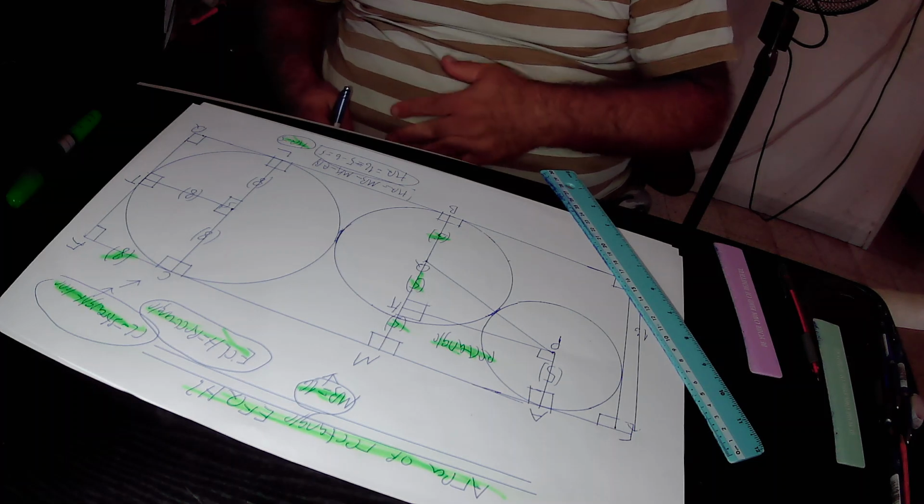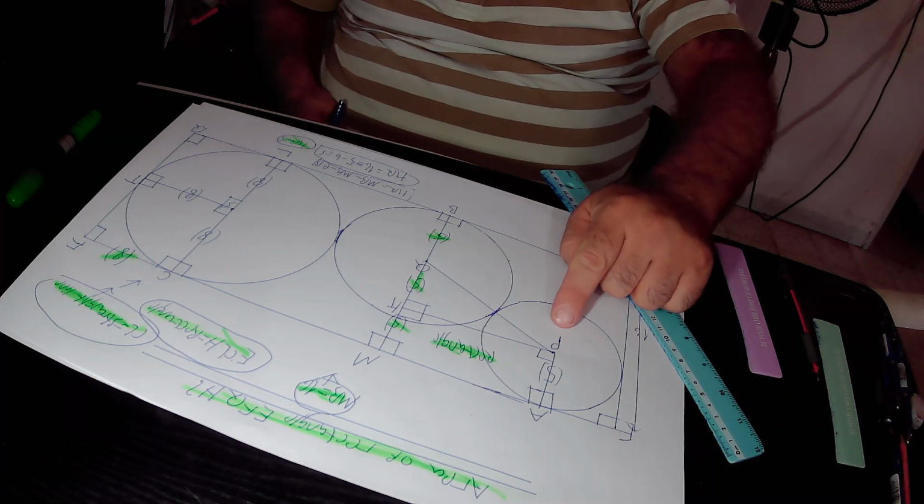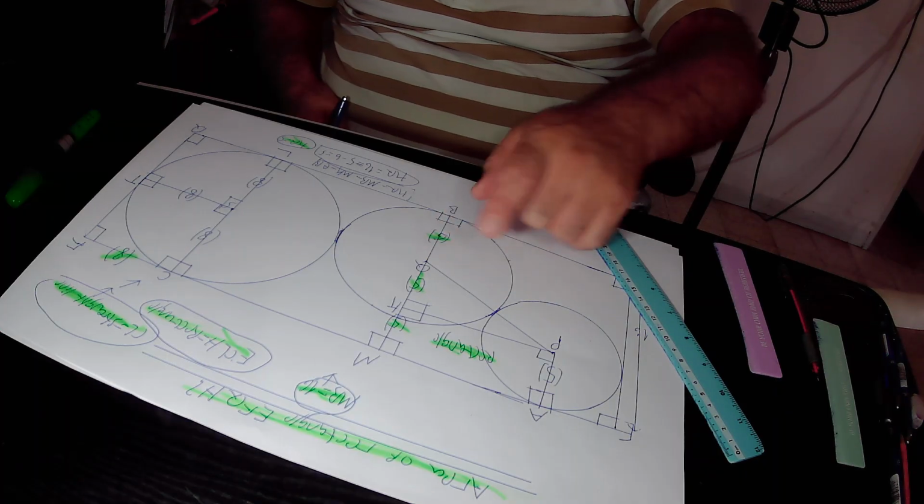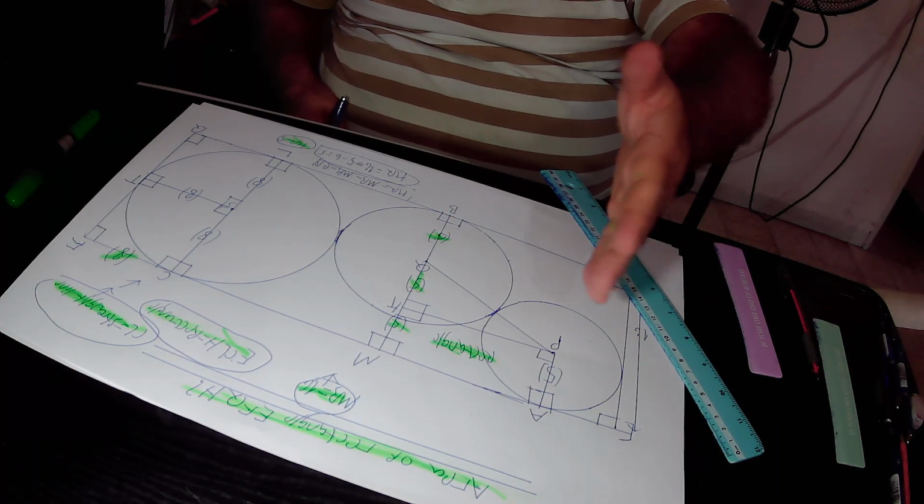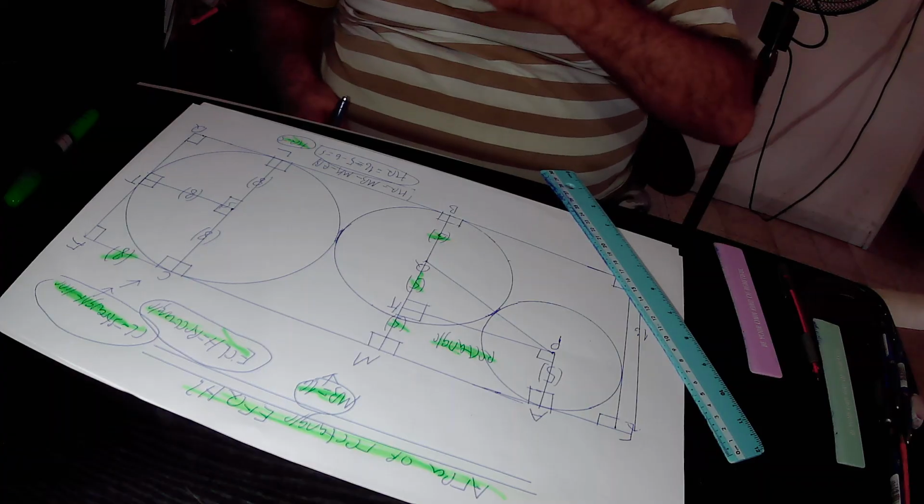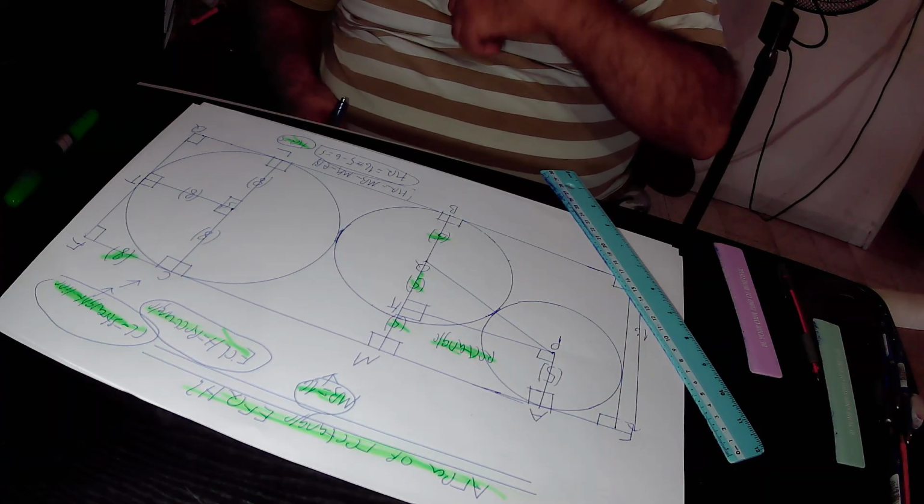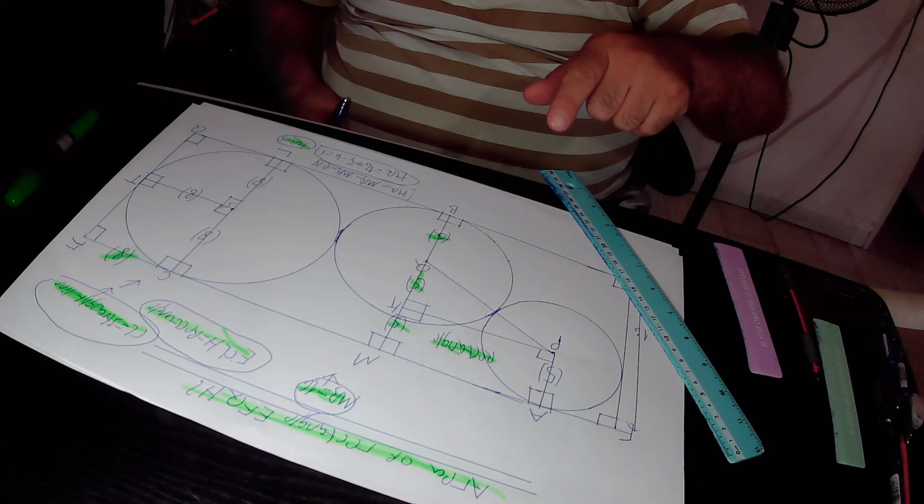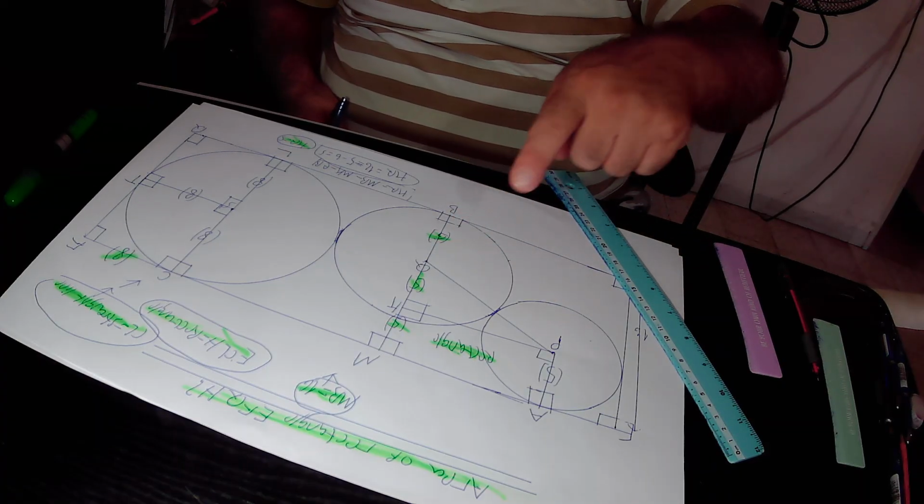Point P is the center of this small circle. Point Q is the center of this medium circle. So PQ is the distance between the centers of those two circles. We have an external notch between the small circle and the medium circle at this point.